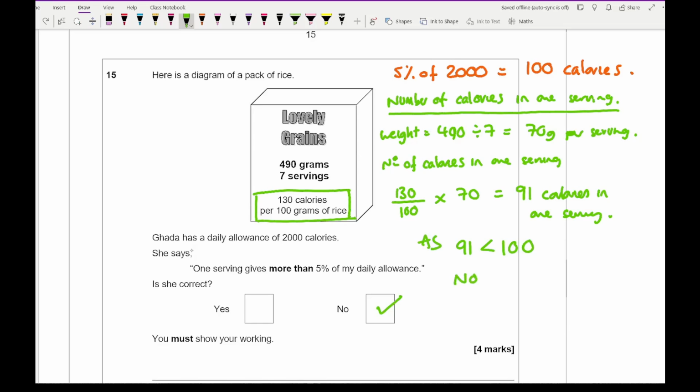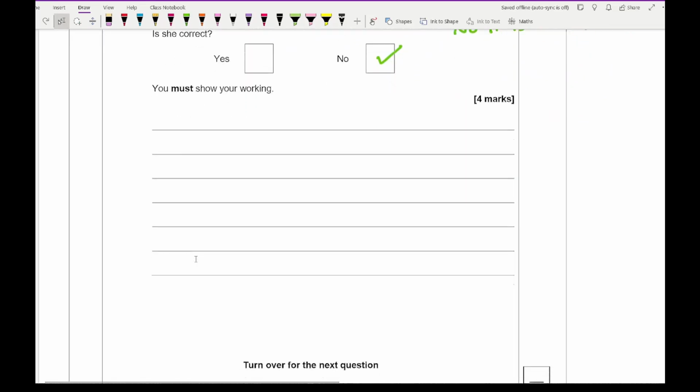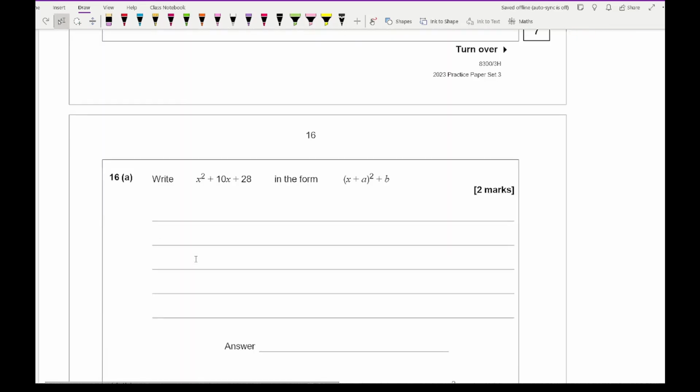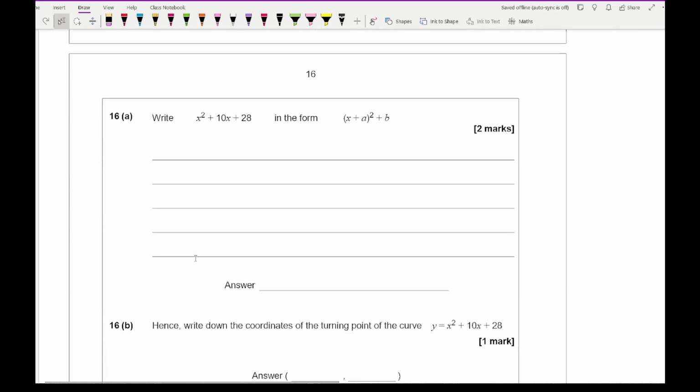And we can say no, it is less. So that's just one way of doing it. The next question then says, question 16 moves on to quadratics. So we want to use completing the square to write it in this form.